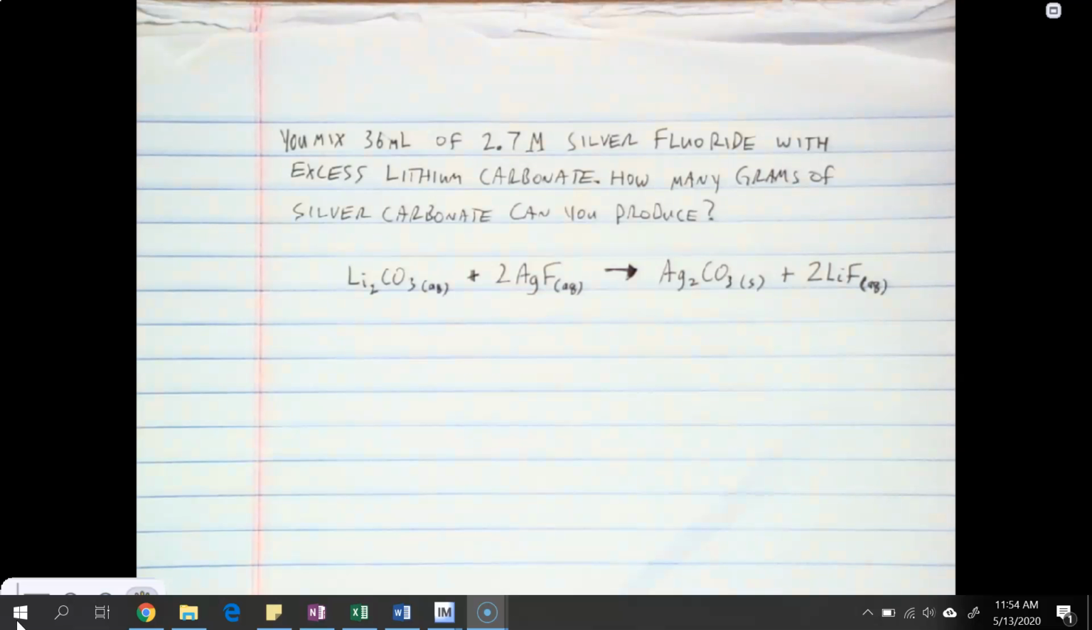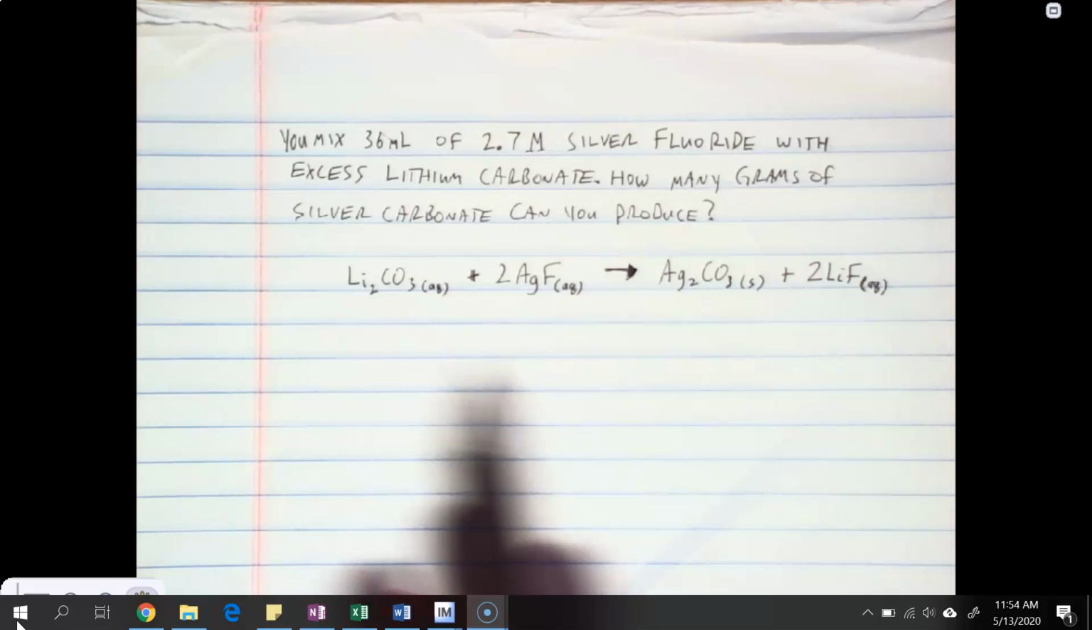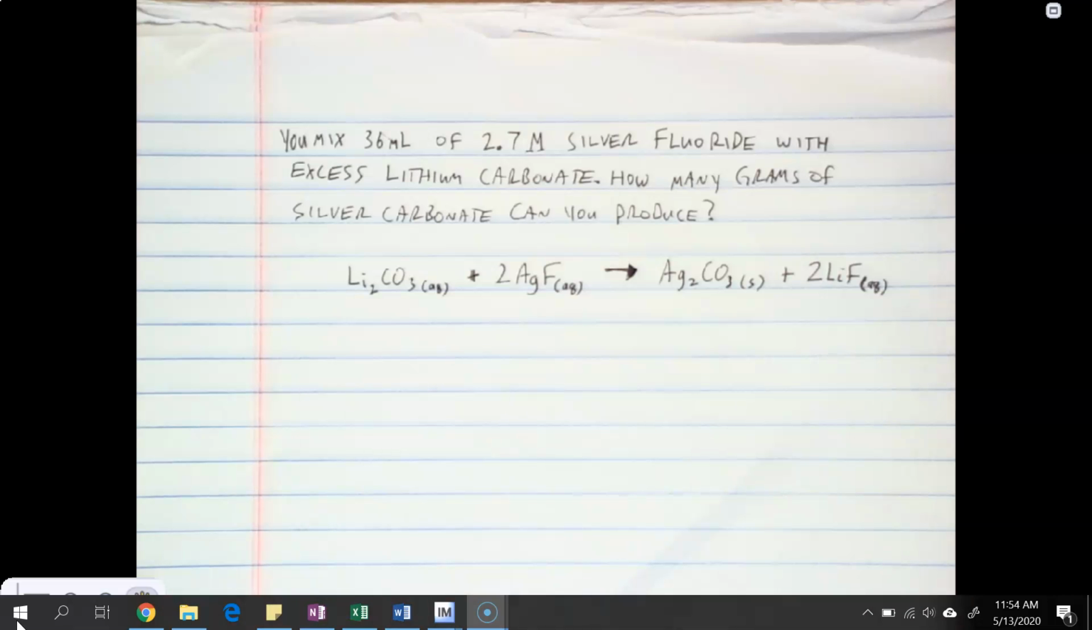So there's a couple ways you can approach this problem. I like to do it using the stoichiometry we've been doing, writing out what we're given, canceling our units, and then getting our final answer. You can also use that molarity equation I gave you. If you like to do that first, that's totally fine.